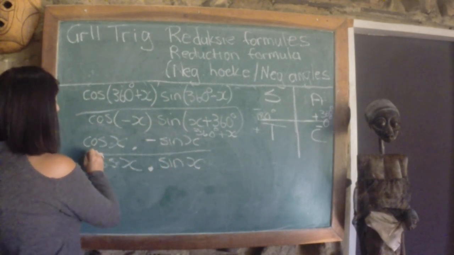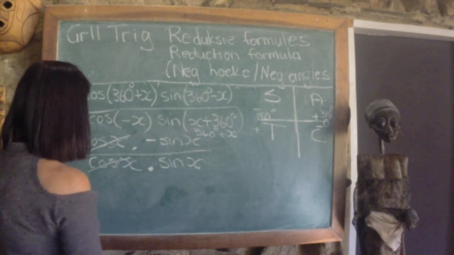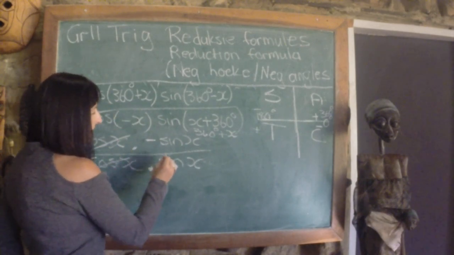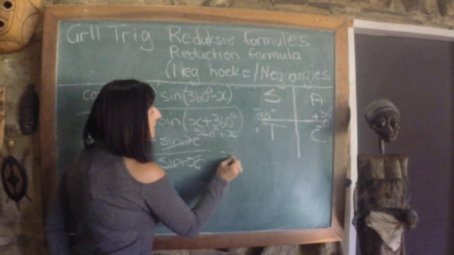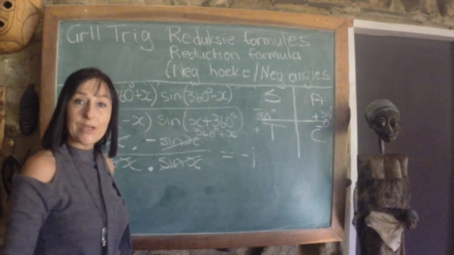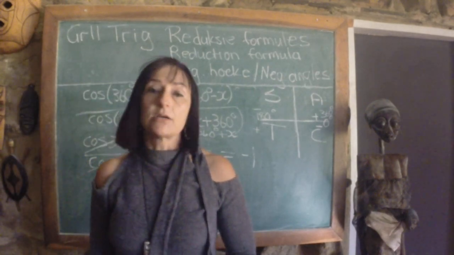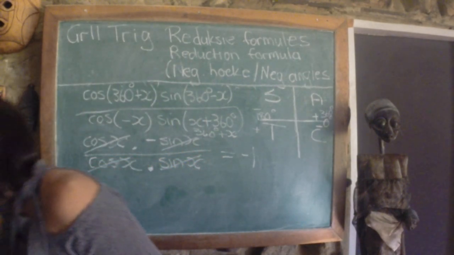So now I can simply cancel. The two cosinuses at the top and bottom cancel, as well as the sinus. And my answer is again -1. Very easy. Okay, let's go to the next example.